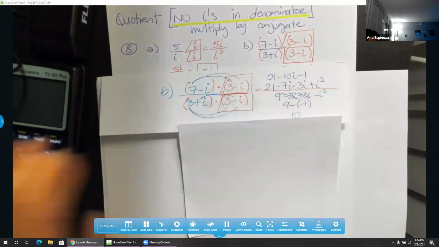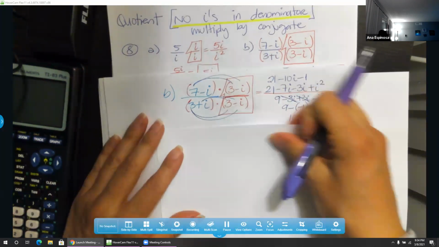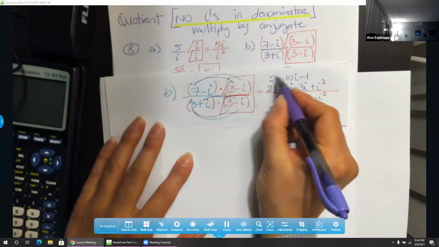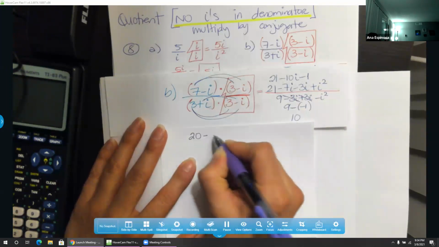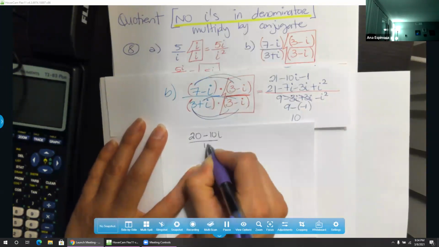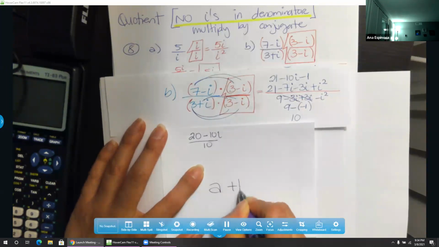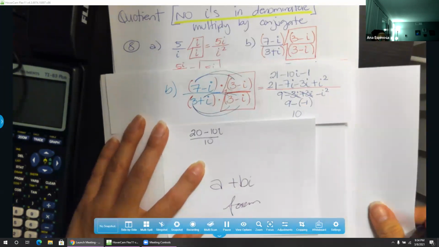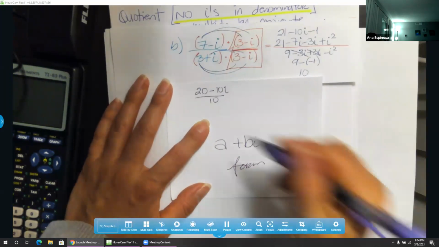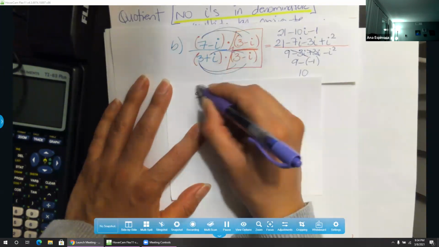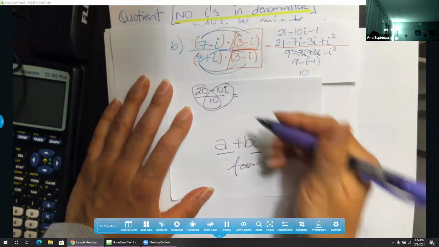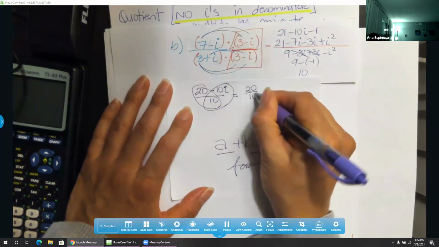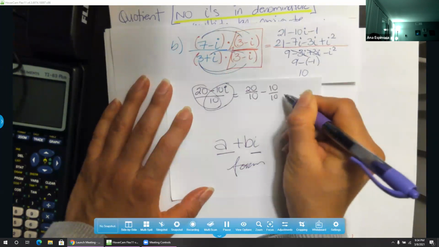You're always going to write your answers in a plus bi form. Okay, so basically 21 minus 1 is 20 minus 10i all over 10. That is not in a plus bi form. So that means that you have to separate this. They have to be separated. So you end up with 20 over 10 minus 10i over 10.